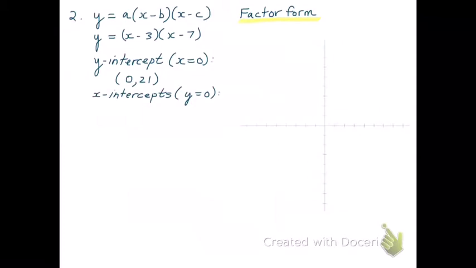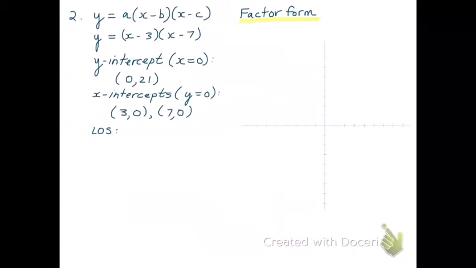The x-intercepts is when y equals 0, and in factor form this is very easy. What you're doing is looking at each of the brackets in turn and solving, in this case, x minus 3 equals 0. So that gives 3, 0, and the second bracket must also be equal to 0 to find the second intercept. So x minus 7 equals 0 gives x equals 7. In factor form, once you've found the x-intercepts, you can then find the line of symmetry, which is exactly halfway between the two intercepts.